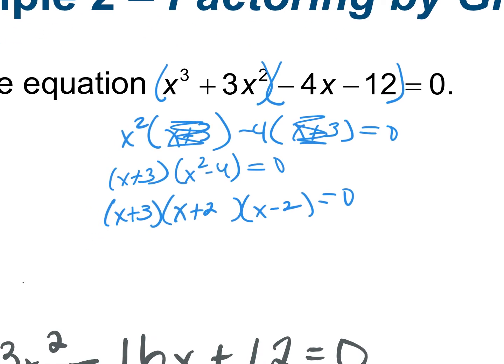Now, when we set each parenthesis equal to 0, x plus 3 equals 0. Well, what's my x value here? Negative 3. What's my x value here? Negative 2, sorry. And then what's my x value here? Positive 2.